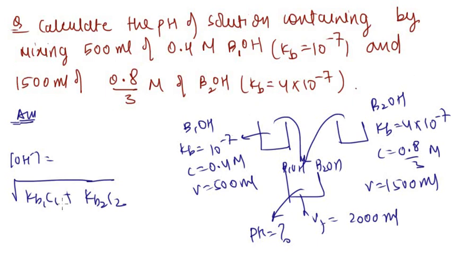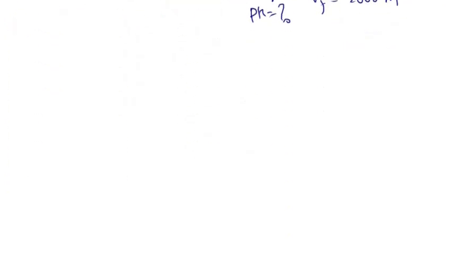Now can we use them directly? C1 and the initial volume are given, and the final volume is given, and the Kb value is given. So could we use that concentration? No, actually this concentration was in the initial container. We have to calculate the final concentration for B1OH and B2OH separately.